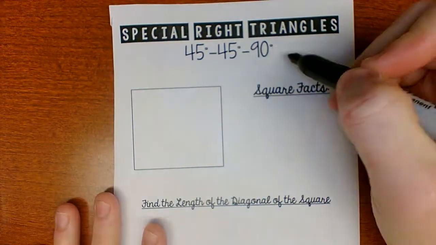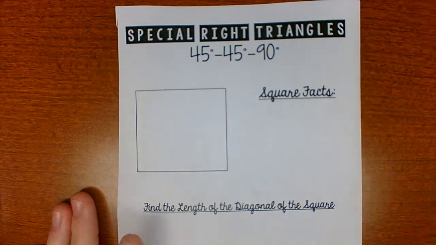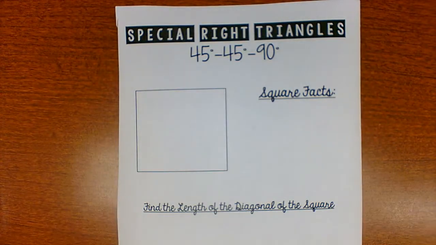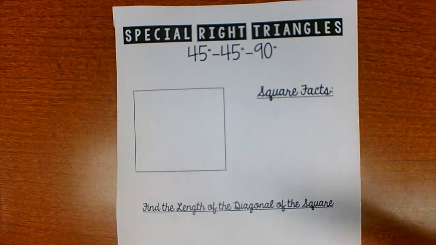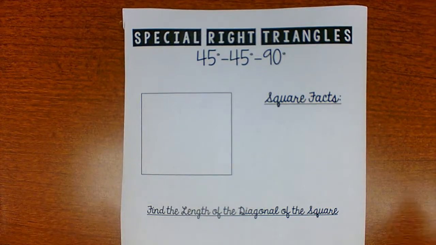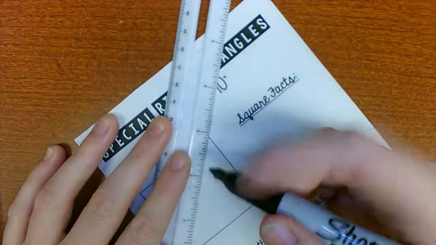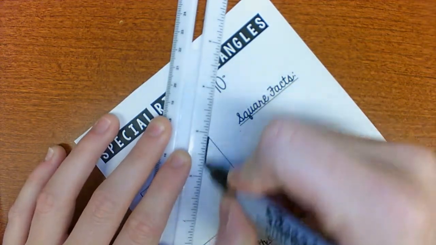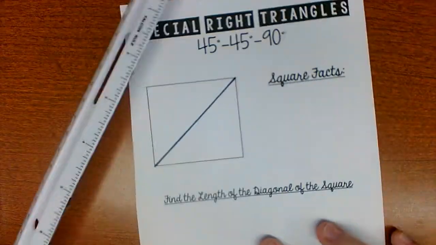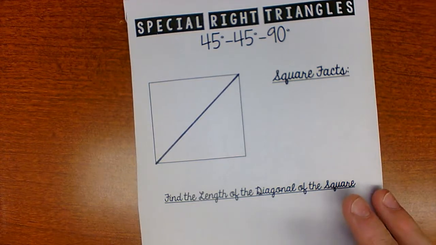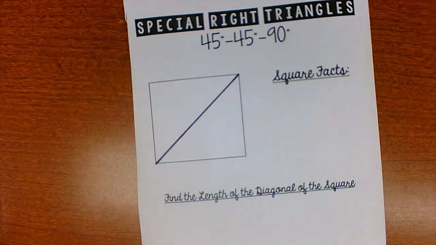So a 45, 45, 90 is referring to the angles here. So it comes from doing Pythagorean in a square. So I'm going to go ahead and split this square into two triangles here by drawing my diagonal here.